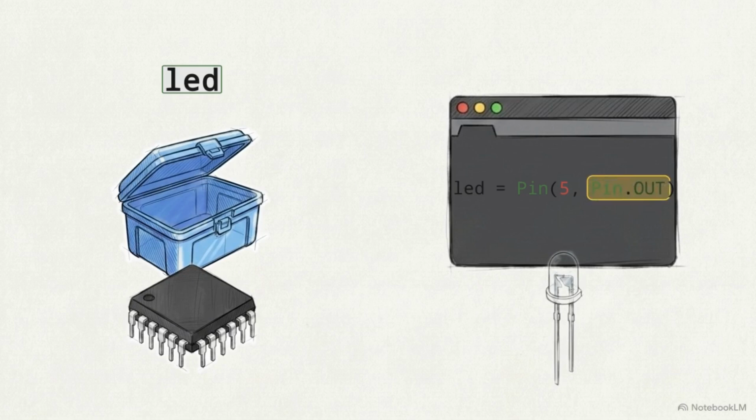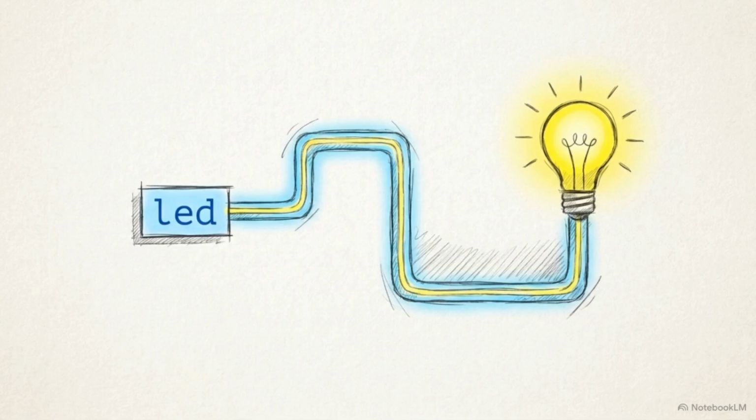The Pin.OUT command dictates the direction of the electricity. We are sending an electrical signal out to turn on the LED rather than receiving data in. By defining this variable, we create a human-readable map. Every time we type led, the code knows exactly where to send the voltage.